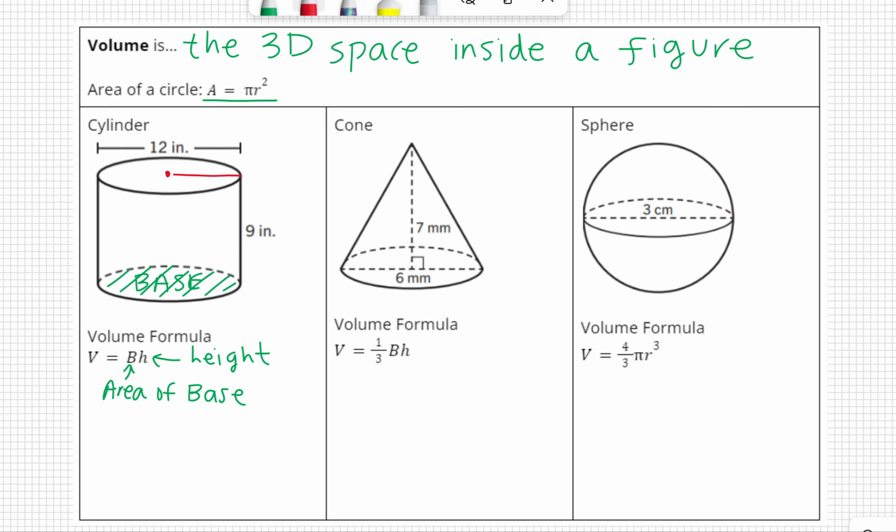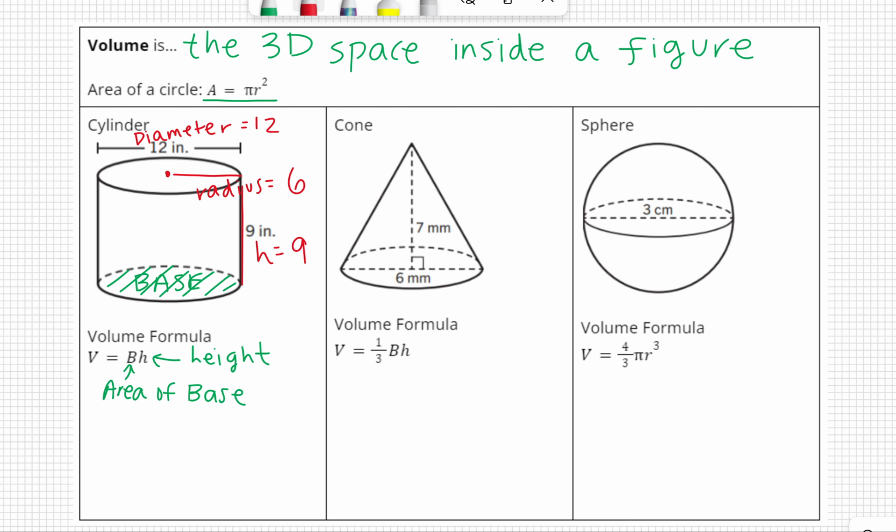We know that the distance all the way across the circle is 12 inches. That distance is the diameter. That's 12. The radius is half of that. So 12 divided by 2 is 6. So my radius is 6. The height is this distance here from the top to the bottom. So my height is 9.